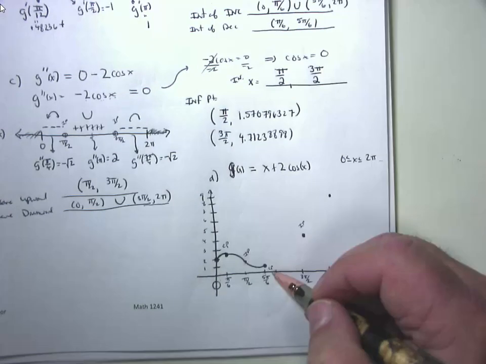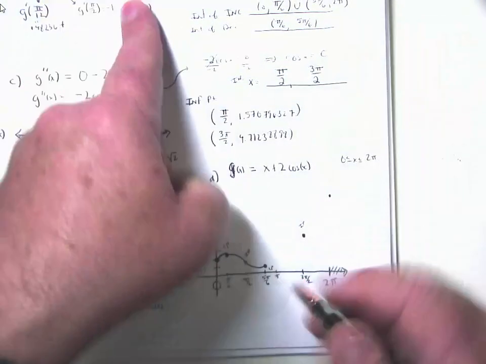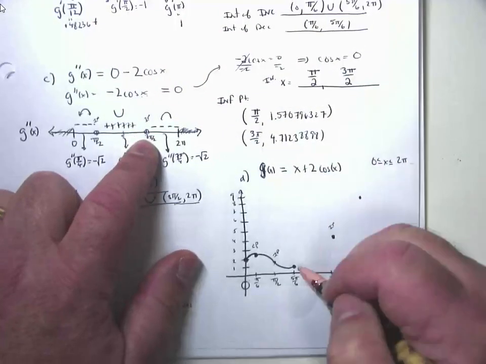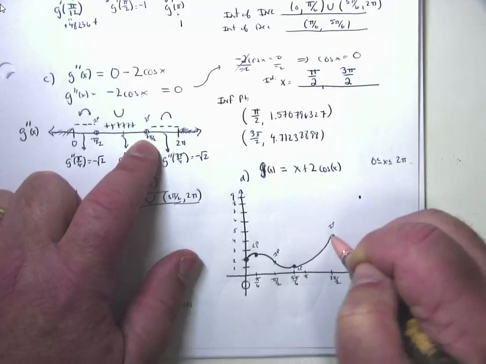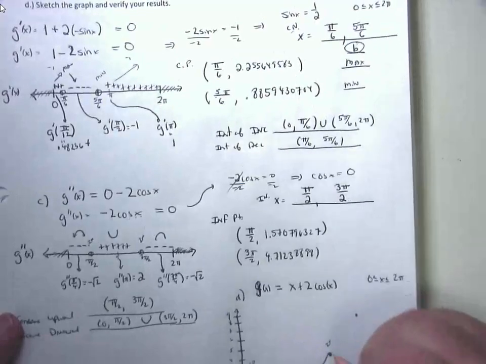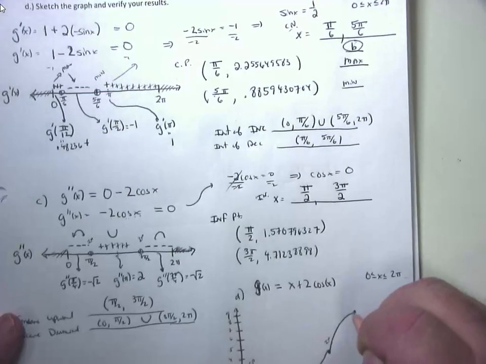Once I hit 5 pi 6, now I'm going to be increasing the rest of the way, but I'm going to be concave upward up until 3 pi halves. So increasing concave upward looks like this. But once I hit 3 pi halves, now I got to be concave downward, but I'm still increasing. Increasing concave downward looks like this.